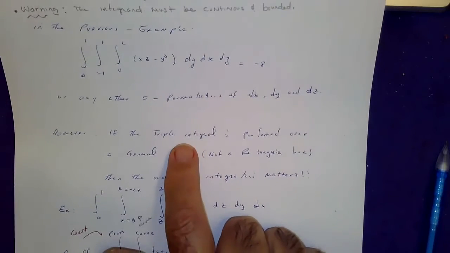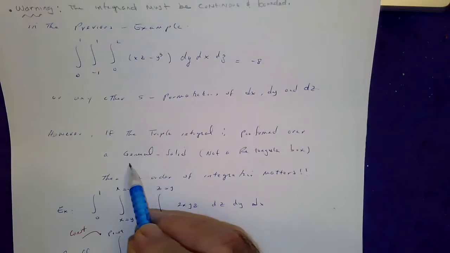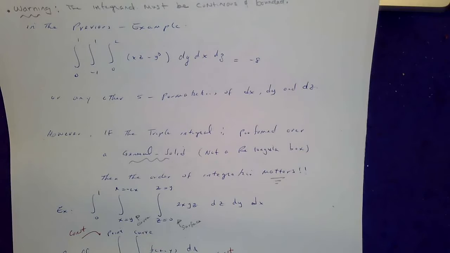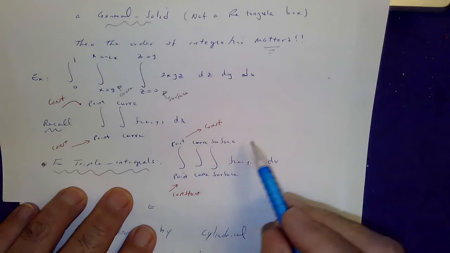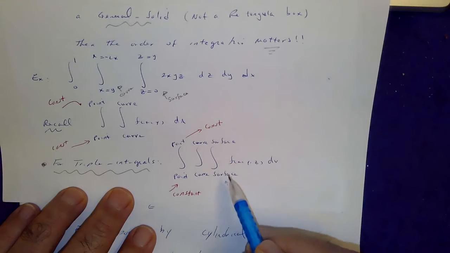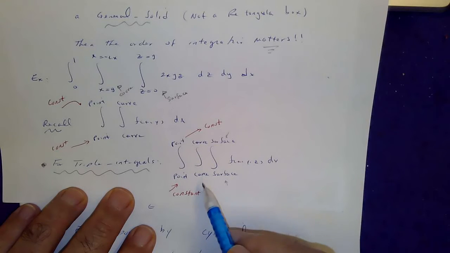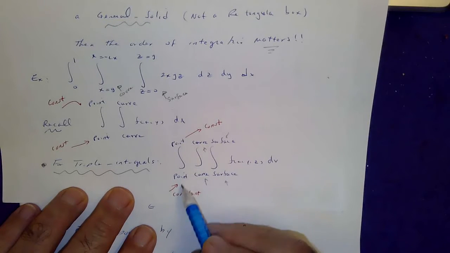However, the catch is, if the triple integral is performed over a general solid, not a rectangular box, then the order very much matters. And the way we do this is as follows. When you set up a triple integral over a general solid, the first one goes from surface to surface. That would be the limits of the first, innermost integral. The second one goes from curve to curve, and the last one goes from point to point.